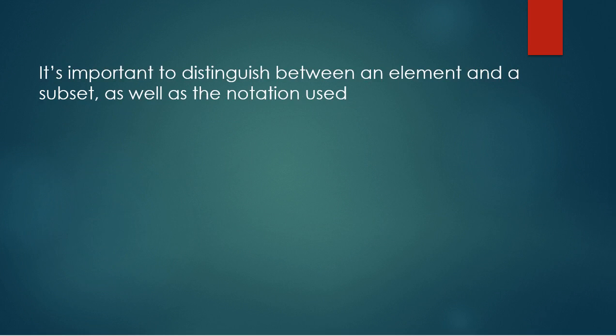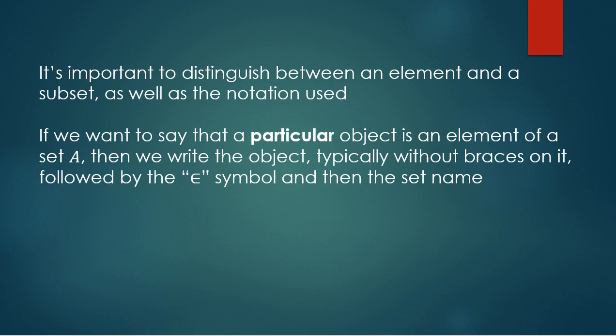It is important to distinguish between an element and a subset, as well as the notation that is used. People do tend to get tripped up on this. It can be a little bit tricky, so we're going to provide some clarity here as far as what symbol do you use when. If we want to say that a particular object is an element of a set capital A, then we write the object, typically without braces on it, followed by that funky looking E, the epsilon symbol, and then the set name.